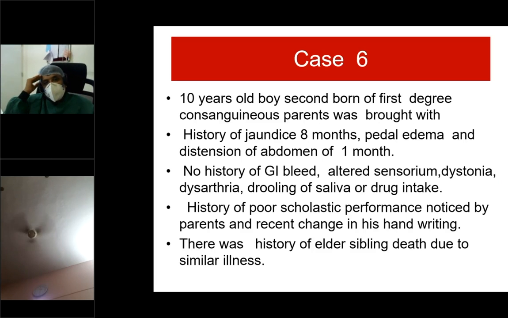This is a 10-year-old boy who was second born of first-degree consanguineous parents. He presented to us with jaundice for 8 months, and pedal edema and abdominal distension for a month. There was no history of any GI bleed, altered sensorium, dystonia, dysarthria, drooling of saliva, or any drug intake. But there was a history of poor scholastic performance, noted by the parents, especially the handwriting of this boy had started changing. And there was a history of an elder sibling's death due to a similar illness, so they were really worried.